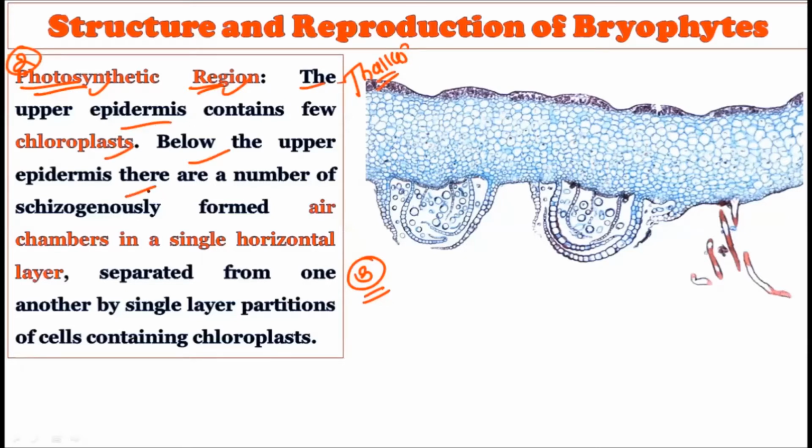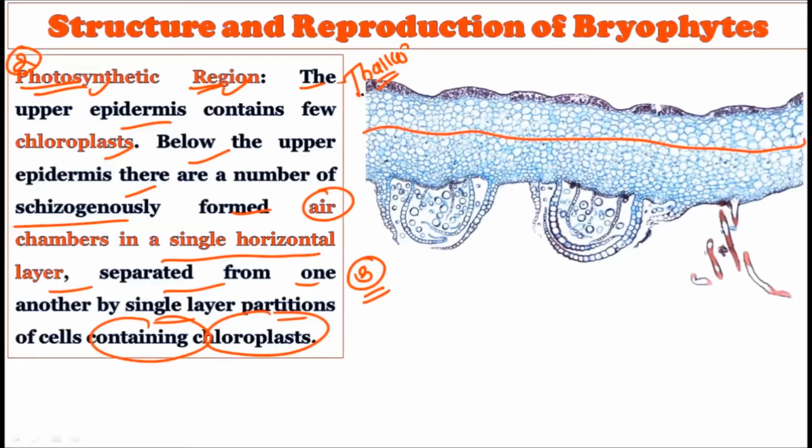Of course, below the upper epidermis, there are a number of schizogenously formed air chambers, that is, formed by the fusion, in a single horizontal layer, separated from one another by a single layer of partitions containing the chloroplast. Okay, so this particular region you can observe here, just below the upper epidermal layer. This upper epidermal layer also possesses the chloroplast so that they can photosynthesize. And here we have the main photosynthetic region. Okay, because all of these cells possess the chloroplast, and due to the presence of chloroplast, they can heavily photosynthesize and create the food material for all over the thallus body.